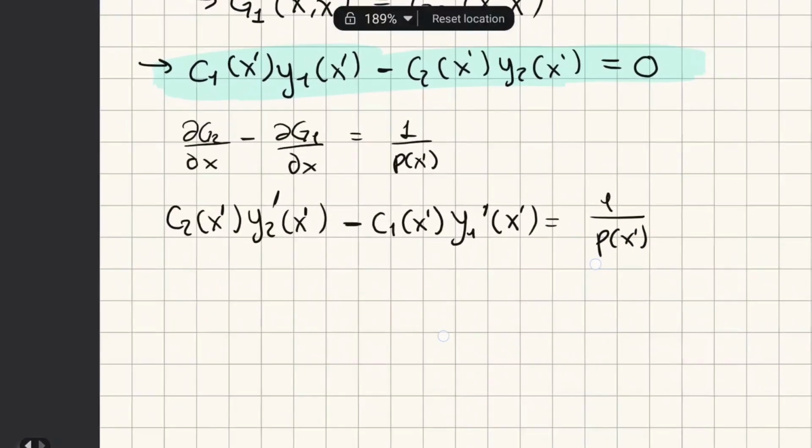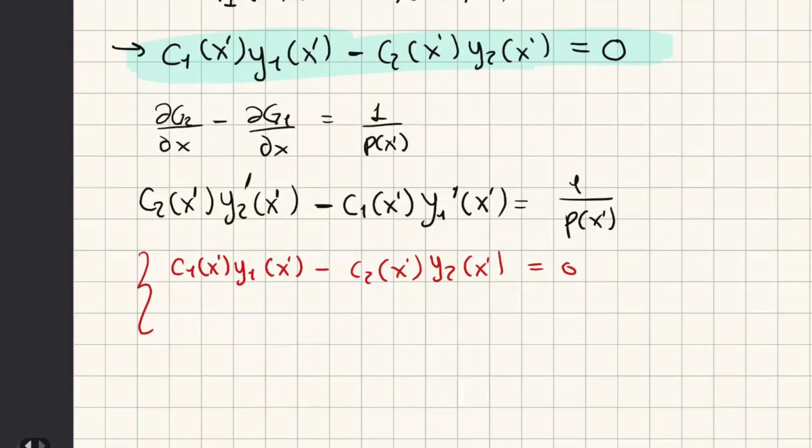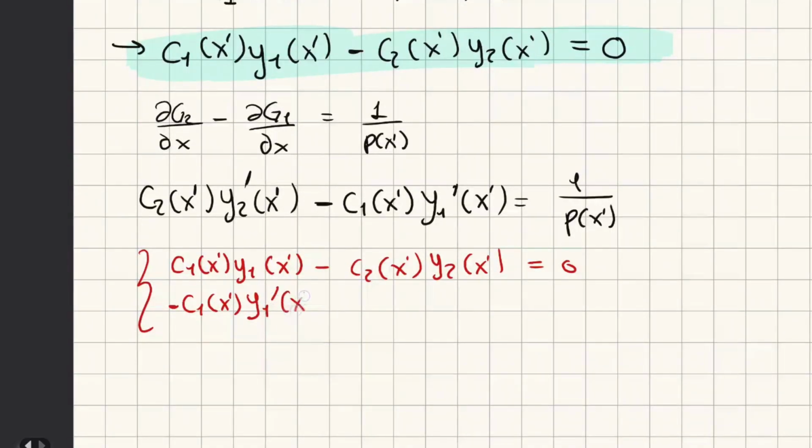y1 prime evaluated at x prime equals 1 divided by p of x prime. Okay, so from here we can construct the next system of equations. It will be c1 of x prime, y1 of x prime, minus c2 of x prime, y2 of x prime equal to 0, and then minus c1 of x prime, y1 prime of x prime plus c2 of x prime, y2 prime of x prime equals 1 divided by p of x prime.